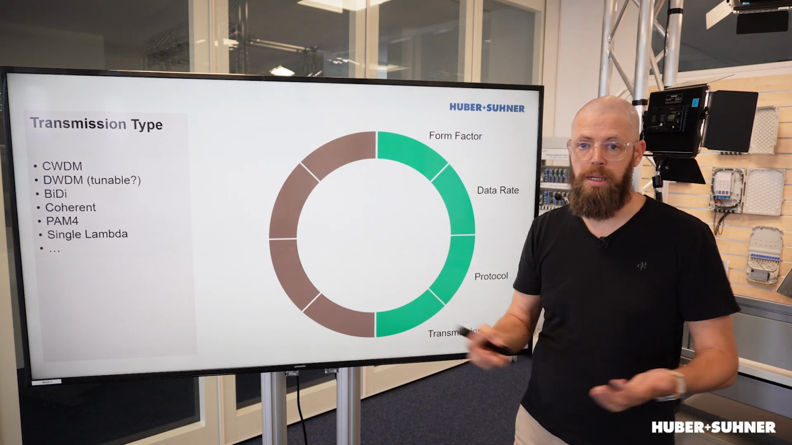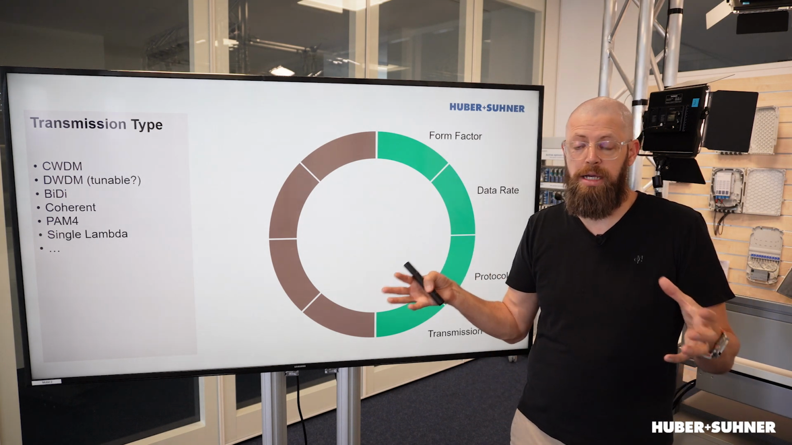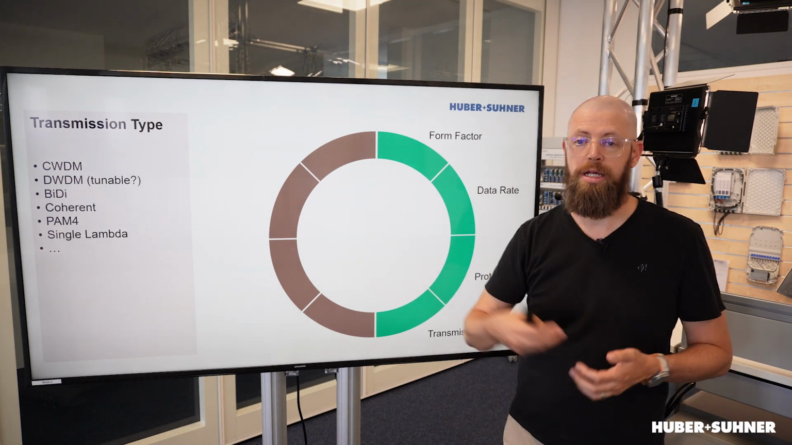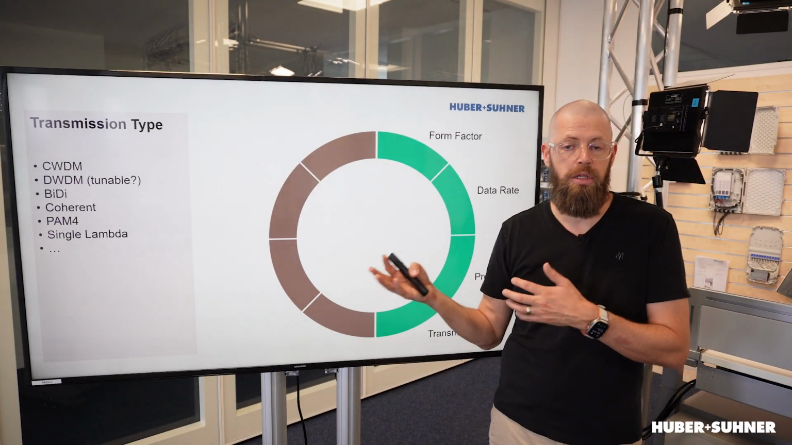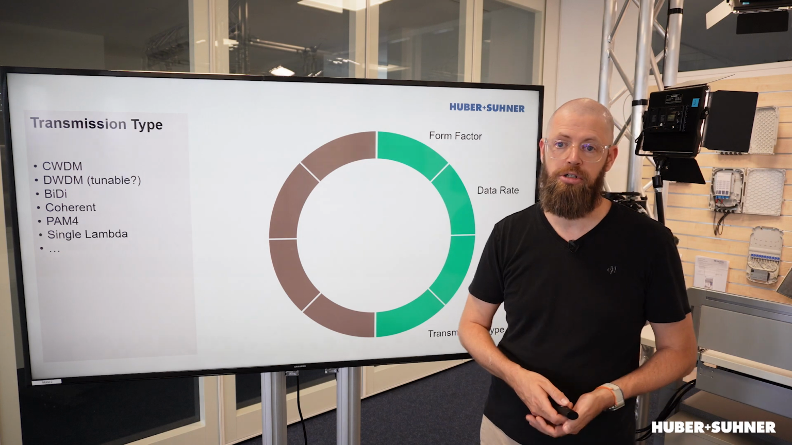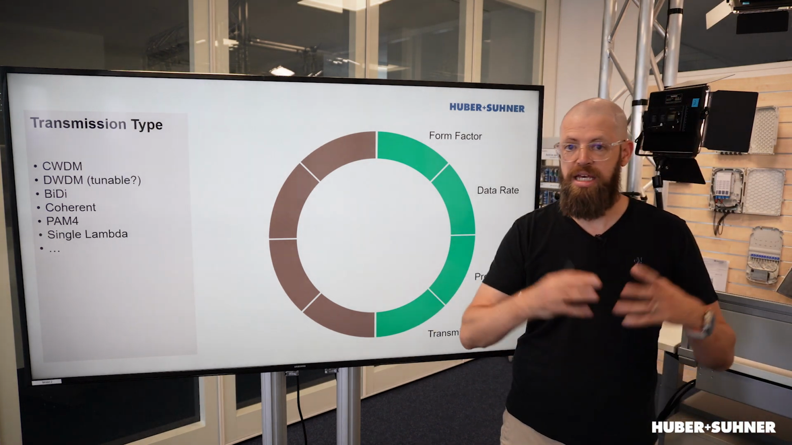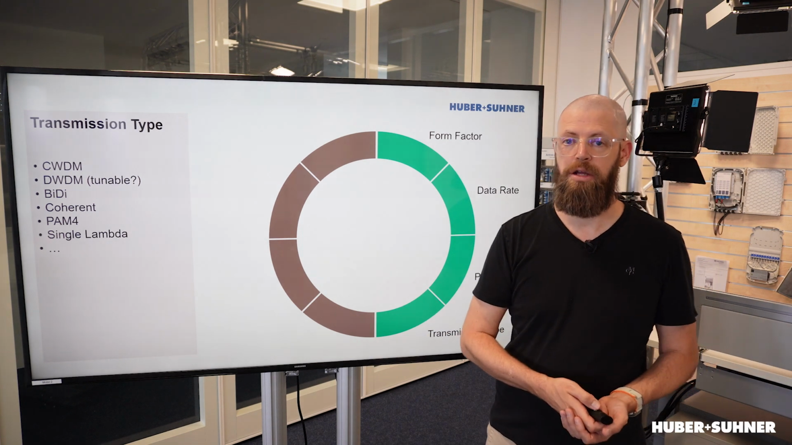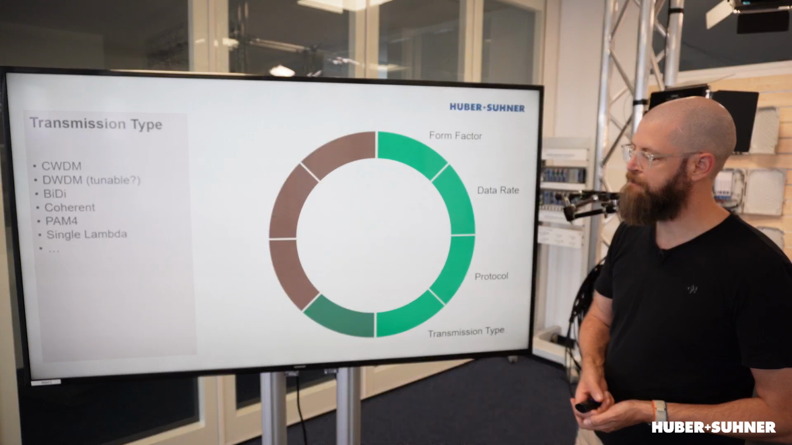Then we've got a whole bunch of coherent transceivers because we've got a broad data rate or big data rate that we need to transport a relatively long distance. And then, of course, we've got things like PAM4 or single lambda transceivers, you name it. So this transmission type is a very broad one, but it is also a very important one to be able to pinpoint a specific transceiver.